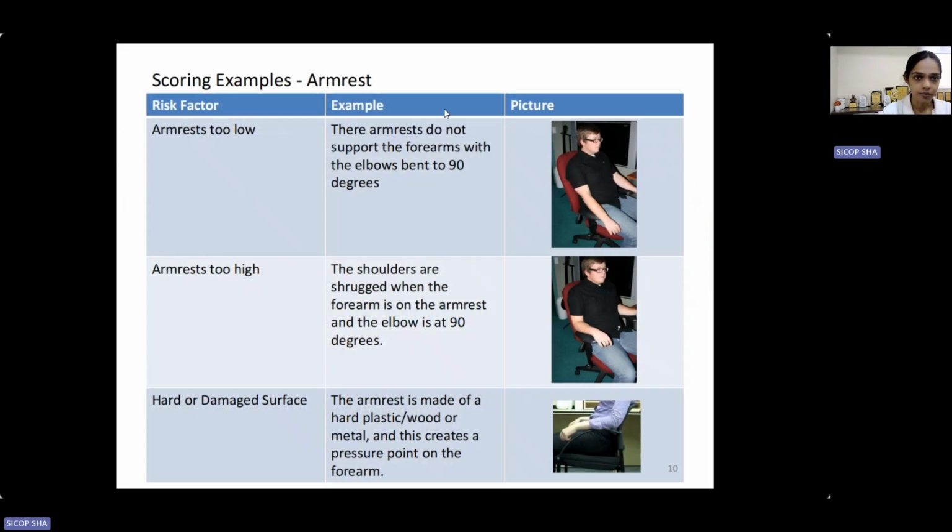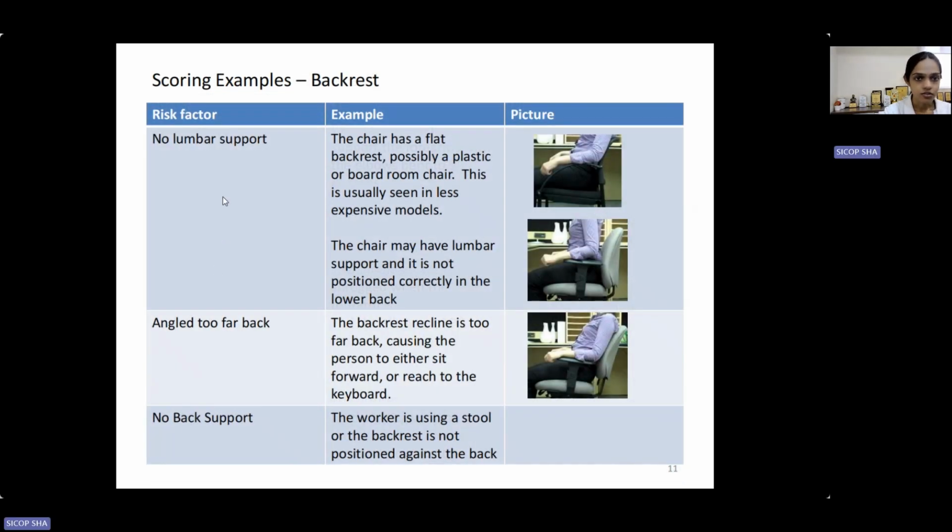So the scoring example, armrest. Armrests are too low, so the armrests do not support the forearms with the elbows bent to 90 degrees. Armrest too high, the shoulders are shrugged when the forearm is on the armrest and the elbow is at 90 degrees. Hard or damaged surface, the armrest is made of hard plastic or wood or metal, and this creates pressure on the forearm. For backrest, no lumbar support.